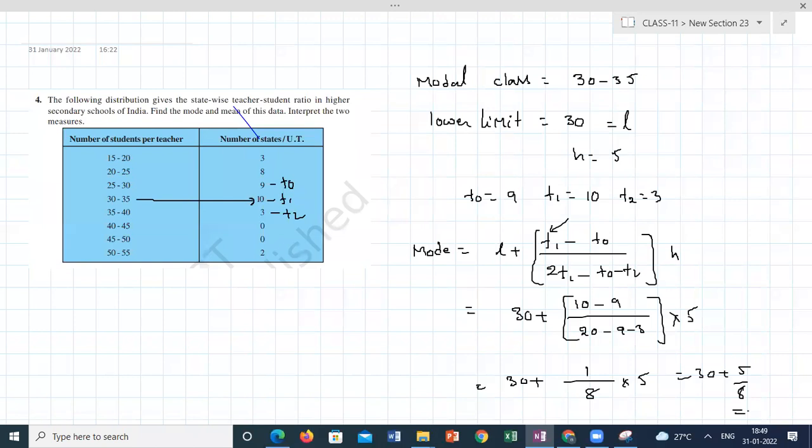Anyone got the answer? Is it the same answer or any different answer you got? I got the answer as 30.625. Same answer, sir. So the mode of the given data is 30.625. It's clear?